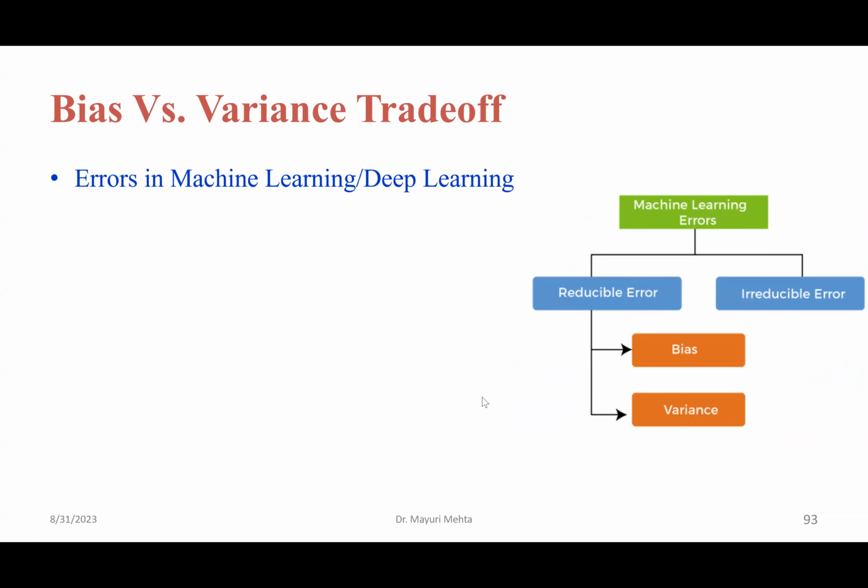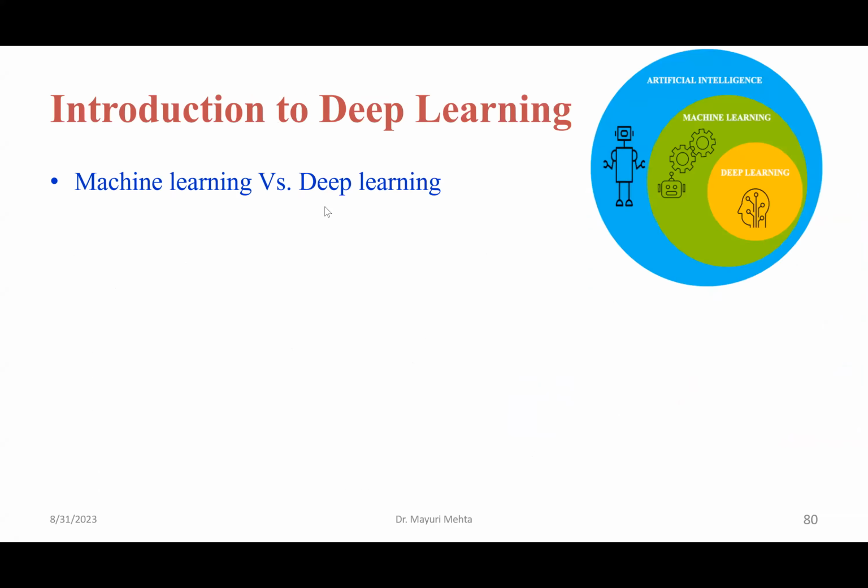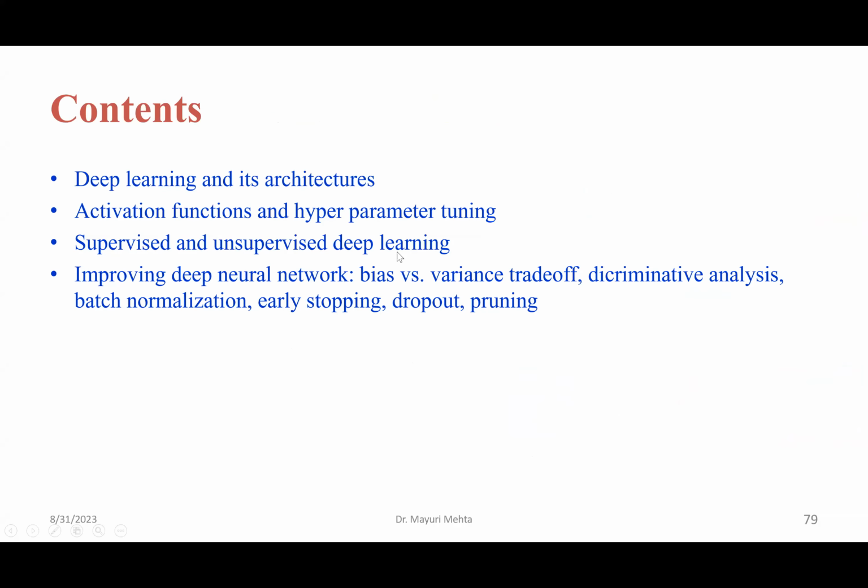Okay, then in your module, these are things actually I tell you: deep learning and its architectures, then activation functions and hyperparameter tuning. We discussed this in the previous unit, and the concepts are the same, because whichever concepts you apply to machine learning models are the same for deep learning models also, because deep learning is a subset of machine learning. Sometimes additional things are available, but whatever concepts you have learned for machine learning are applicable to deep learning models also. So I'm not repeating those topics: activation functions and hyperparameter tuning.